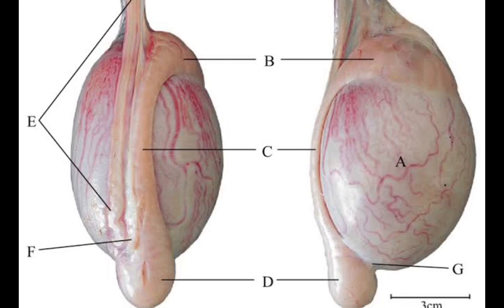So the left picture is the posterior view and the right picture is the lateral view, and in the right picture, the lateral view, you can see very clearly the upper pole occupied by the head of the epididymis, which is B, and the lower pole is connected with the tail of the epididymis, which is marked with D. Next thing, the lateral surface of the testis is separated from the body of the epididymis by a semilunar sinus, which is called the sinus of epididymis, very clearly marked with the C.